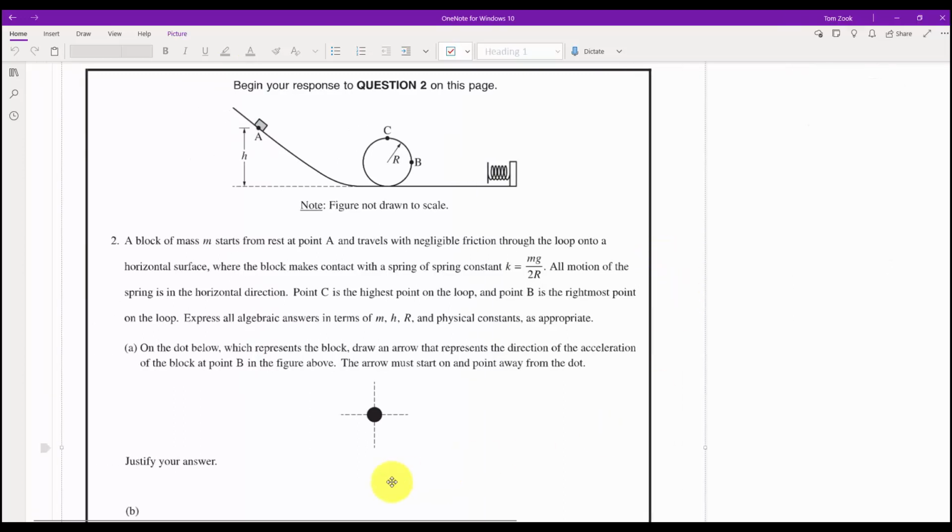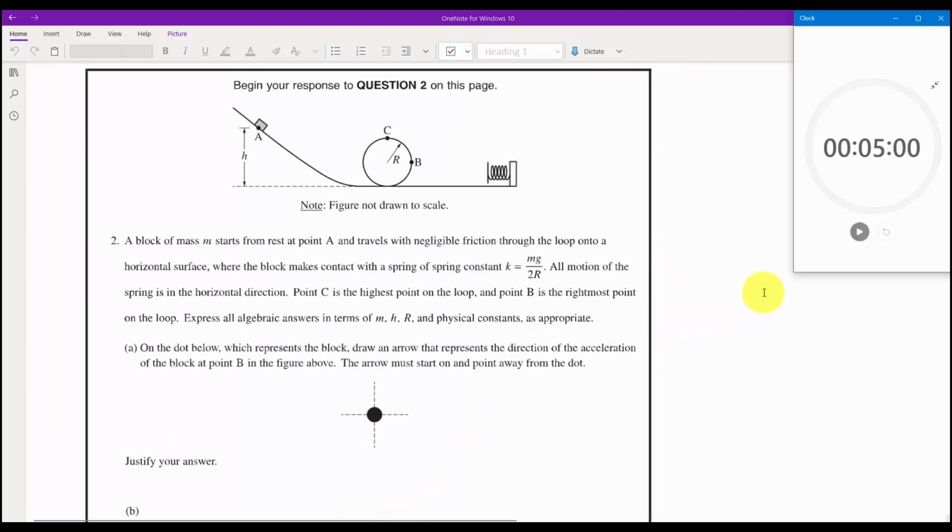All right, on to number 2 from the 2021 FRQ set. This problem is a little bit more challenging, but let's go ahead and take a crack at it and see how many points we can get. It says a block of mass M starts from rest at point A and travels with negligible friction through the loop onto a horizontal surface where the block makes contact with a spring.